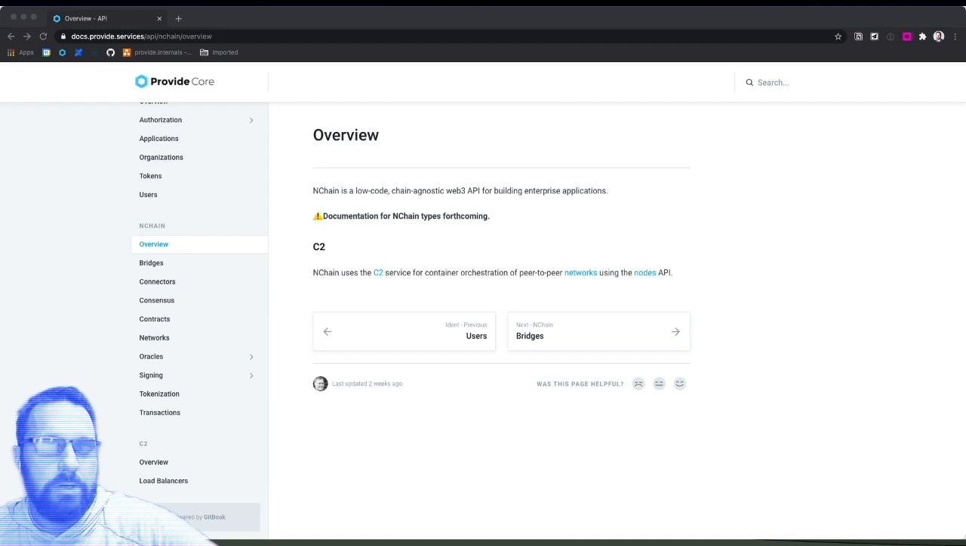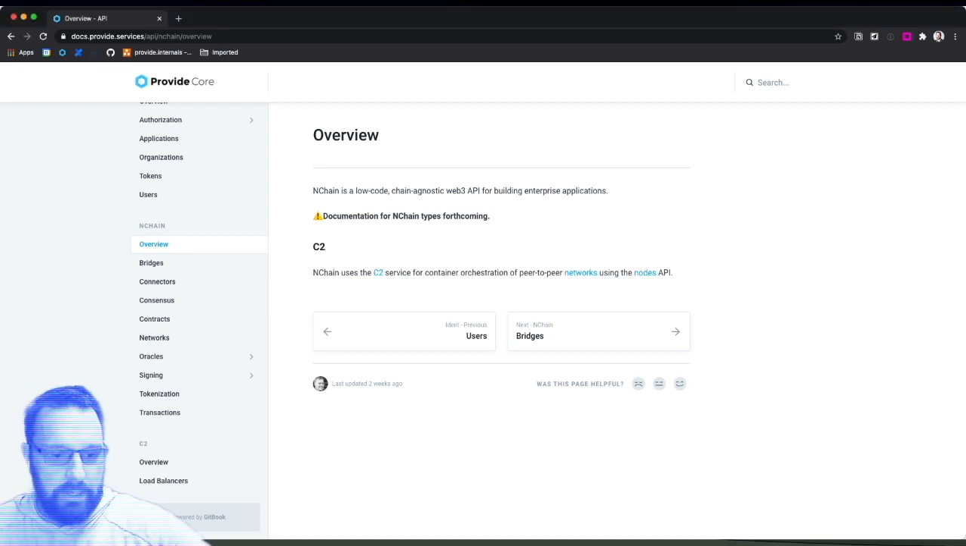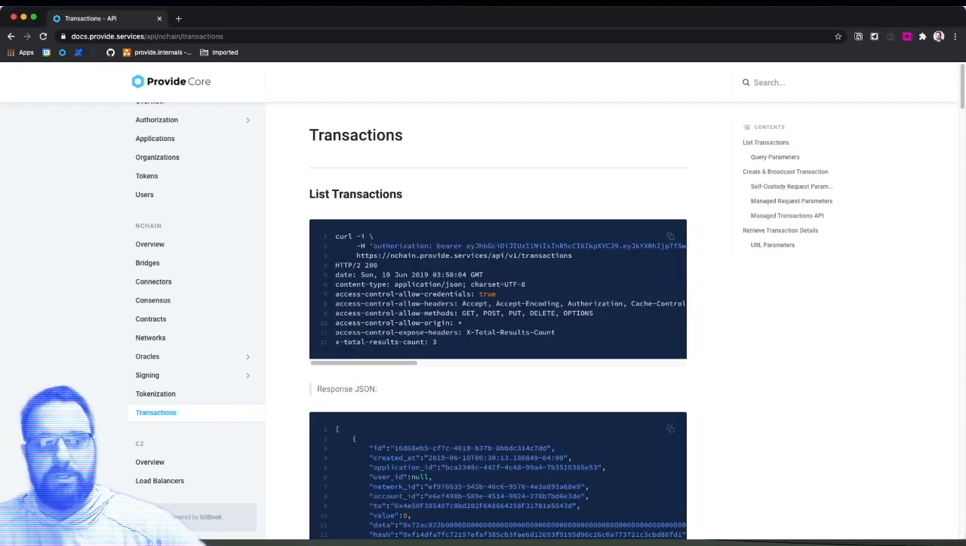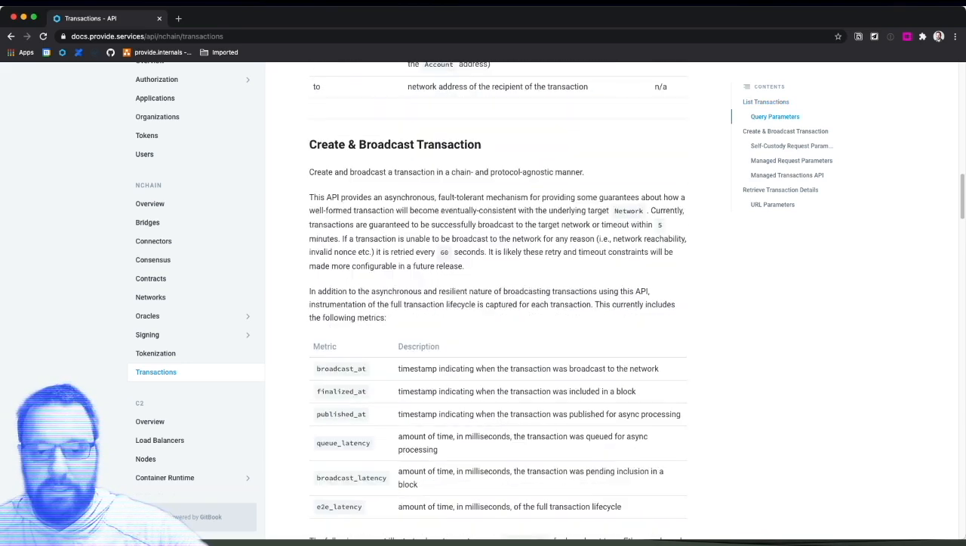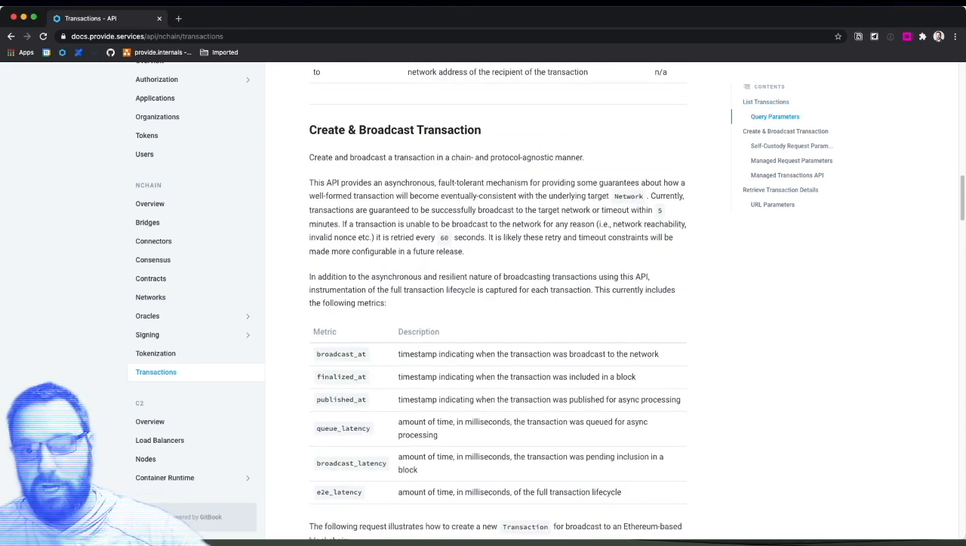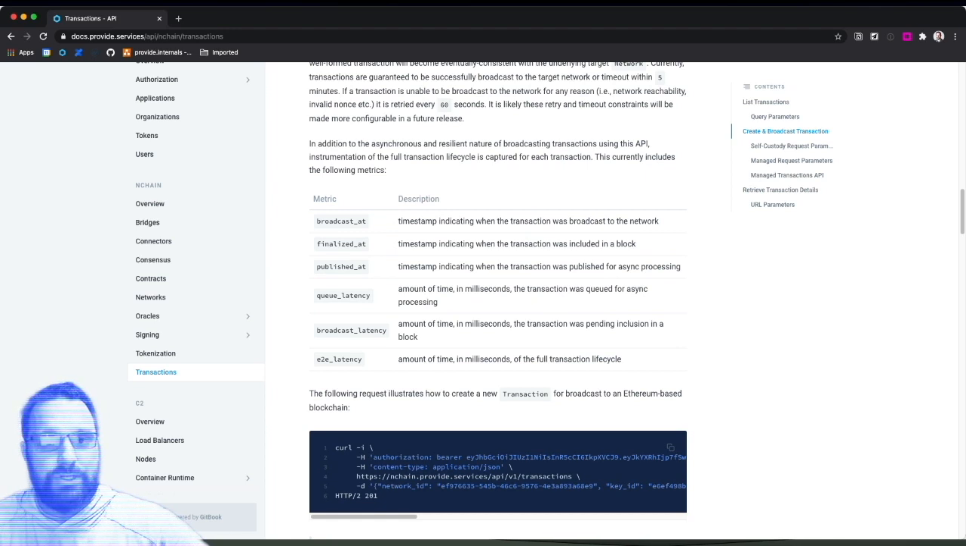So taking a look at some of the documentation here, we'll take a look down here at transactions. NChain handles transactions, so all these different distributed networks, and you can send any sort of transaction you want through NChain. NChain has two separate daemons built in that have two entirely different roles.